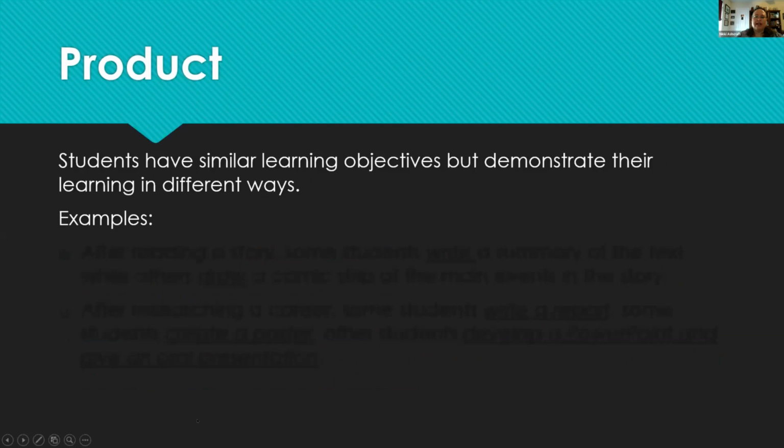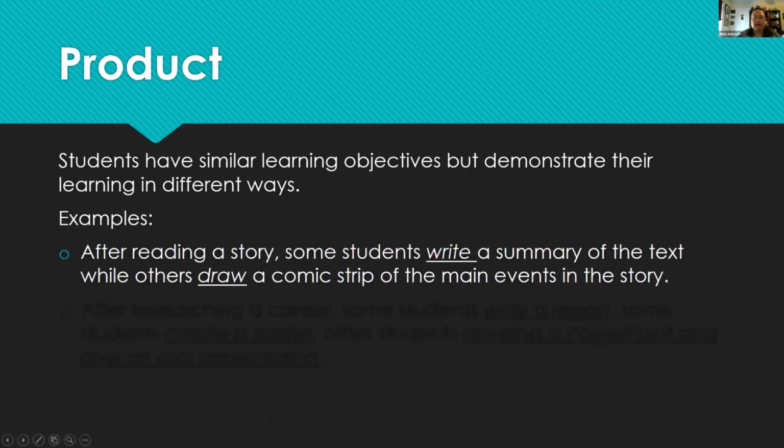And then the third way that we can differentiate is through the product that students will produce at the end. So students do have similar learning objectives, but they demonstrate their achievement of those objectives in different ways. And so an example of that would be after reading a story, some students might write a summary of the text, while other students might draw a comic strip of the main events in the story.